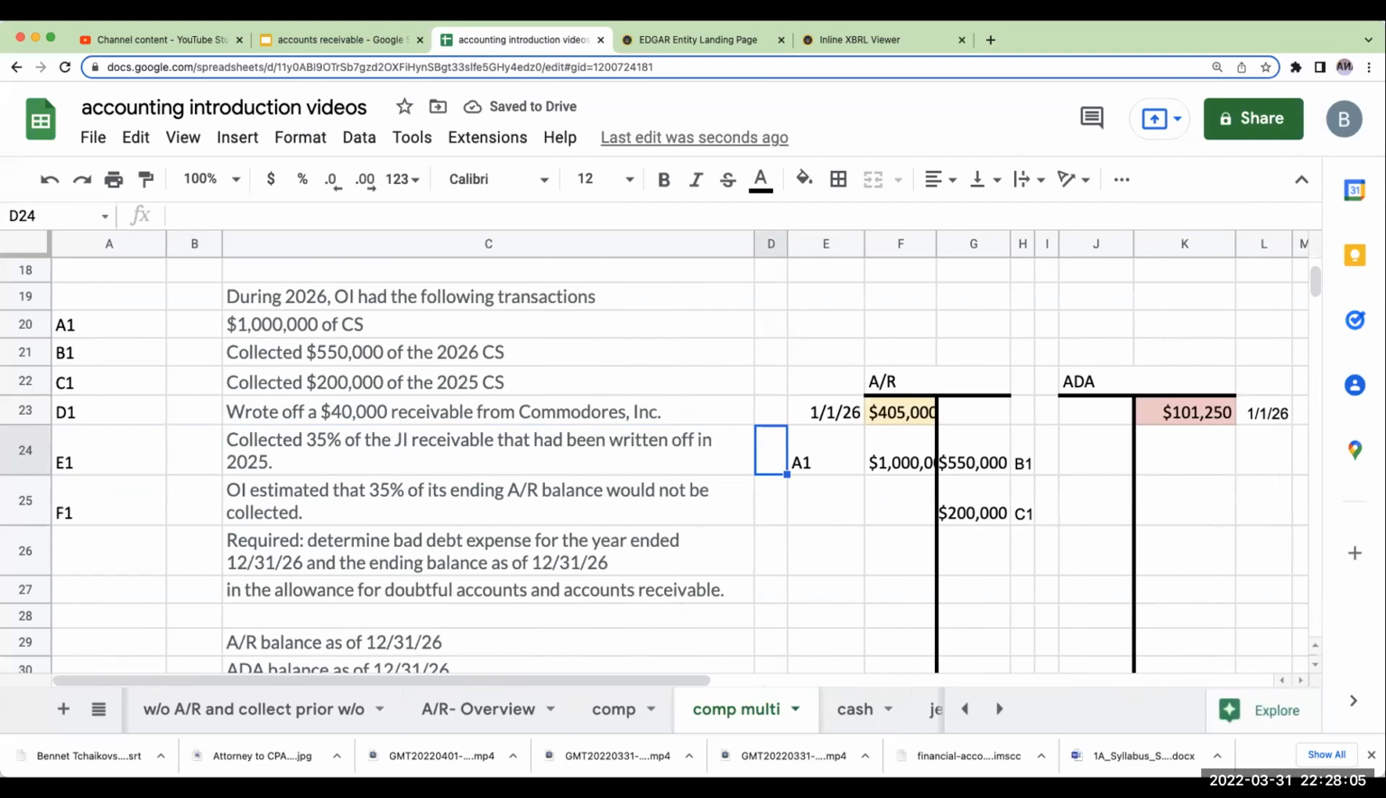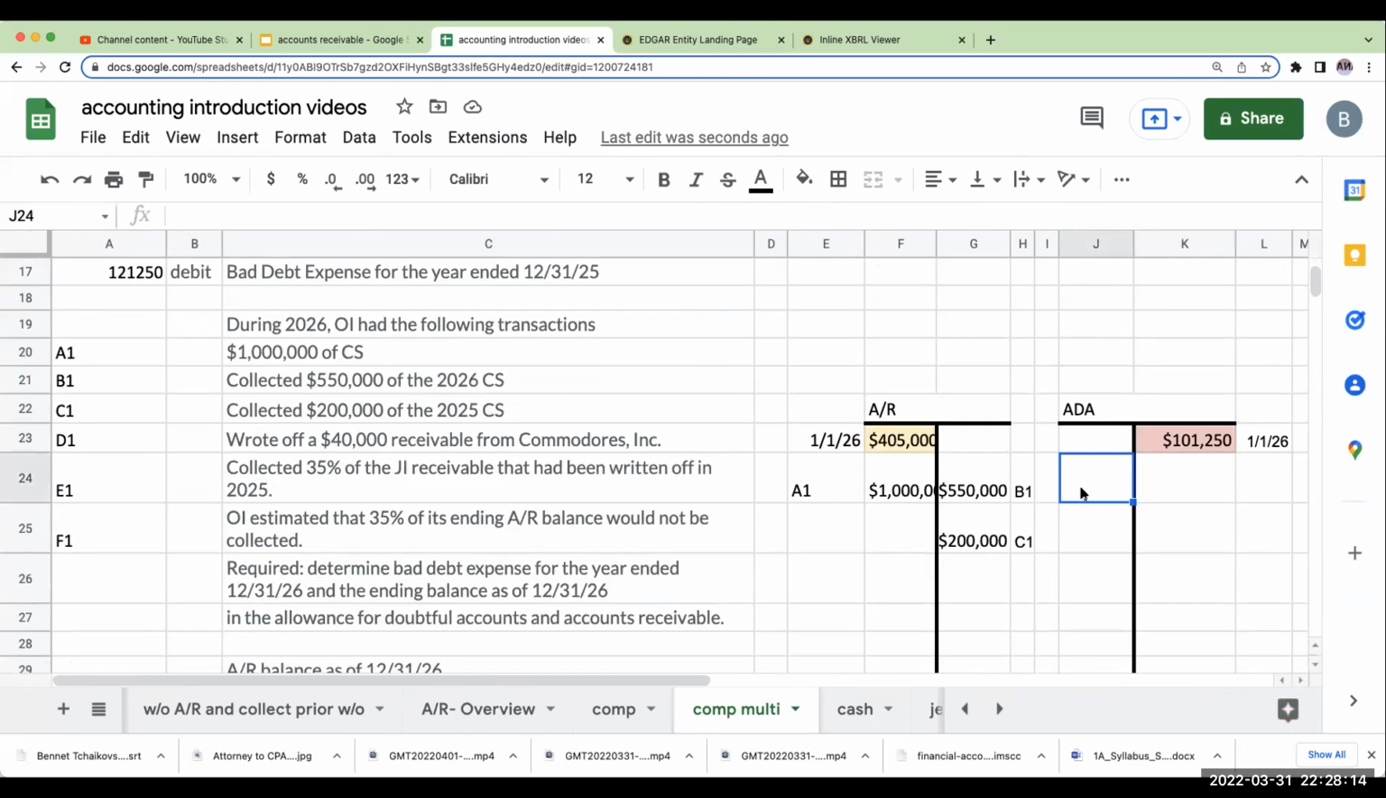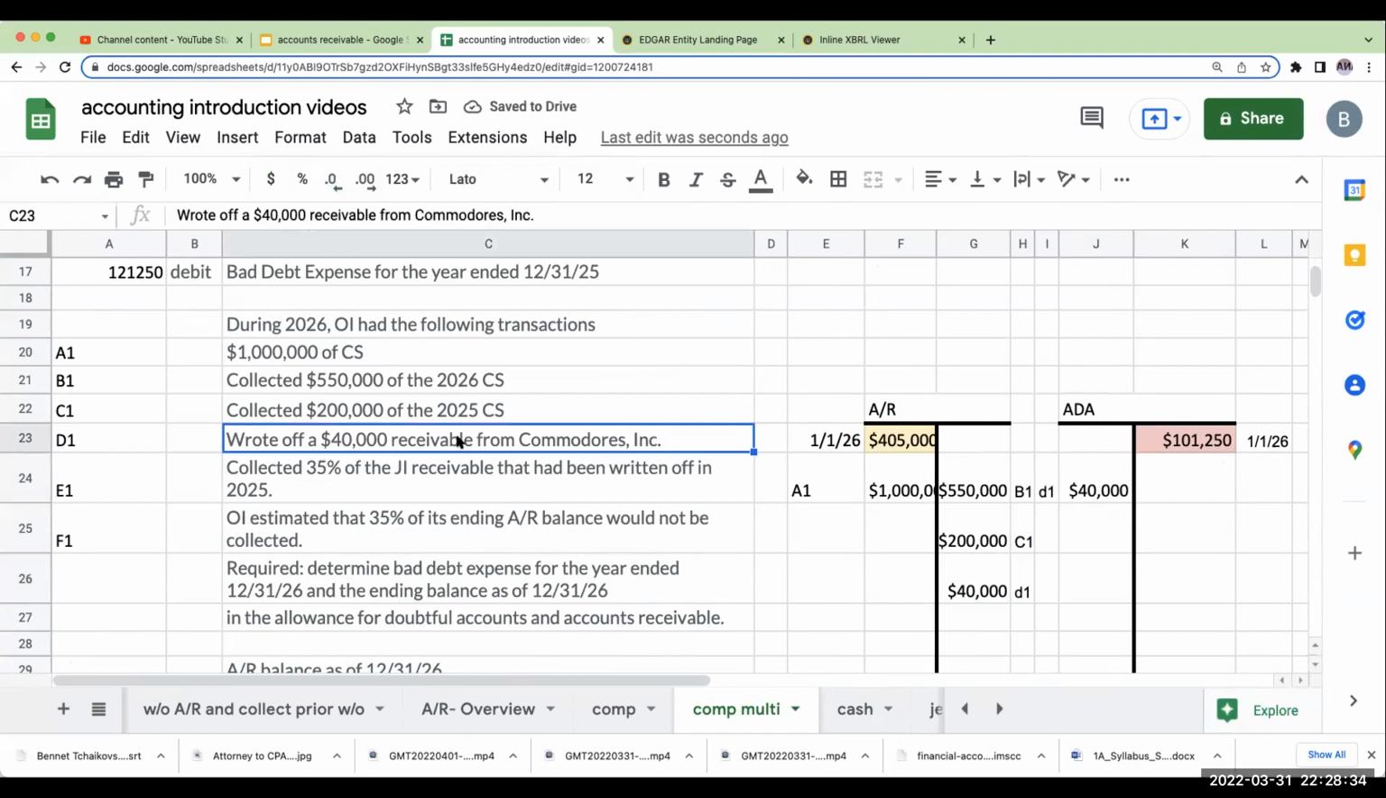Now, over here, I wrote off a $40,000 receivable from Commodores. When I write off a receivable, I'm going to debit the allowance for doubtful accounts for the amount. This is going to be for D1. And then I'm going to credit accounts receivable. Whenever I am writing off an account receivable, the way that I go through and do it is always going to be the same. So I wrote off the account receivable from Commodores.